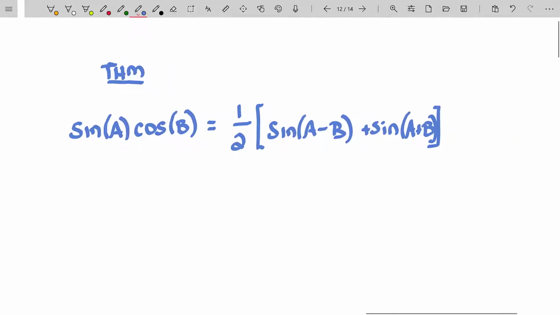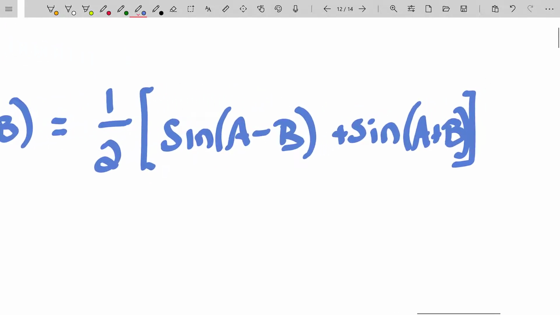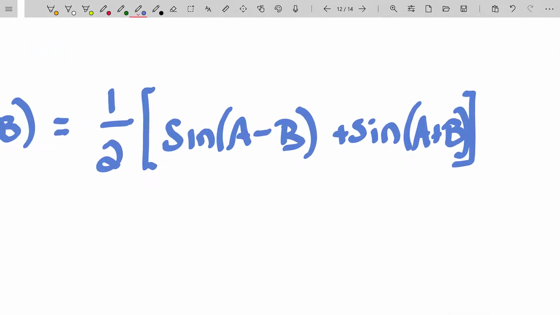And here we have it. This is the product to sum formula. The sine of A times the cosine of B is equal to 1/2 the sum of the sine of the difference of the angles plus the sine of the sum of the angles.